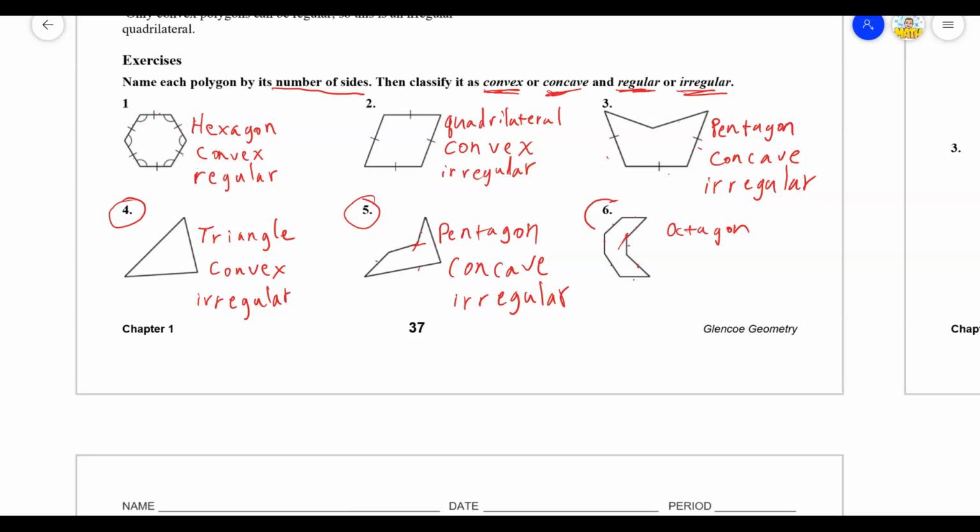It's certainly concave because see how these sides would extend inside? It's dented. It's like a little Pac-Man situation happening there. And then finally, this is also irregular. We don't have any information about the sides.